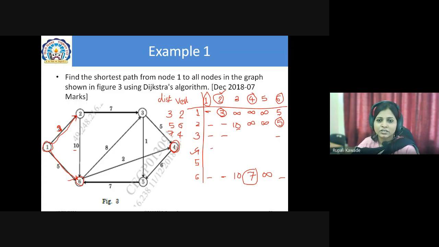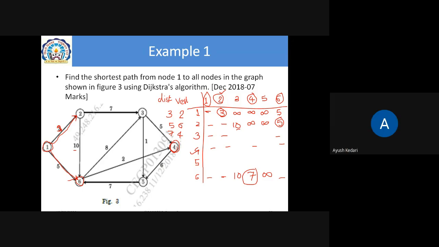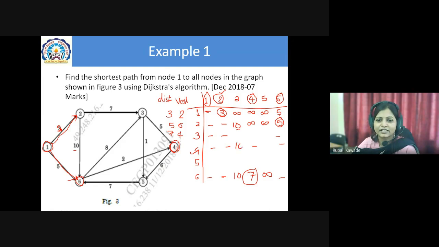So this one is dash, this one is dash, this fourth is dash, this 5 is dash. Which two values do you have to update now? 3 and 5. Okay. So what is the distance between 4 and 3? Right, so we can write a 10 here.